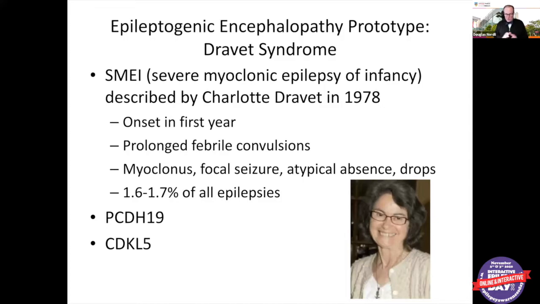And this is a clearly recognized syndrome with onset of seizures in the first year, often starting with prolonged febrile convulsions. And then you see a development of myoclonus, focal seizures, sometimes atypical absence. And what we know is that 90% of children with this kind of presentation have a mutation in a gene called SCN1A.